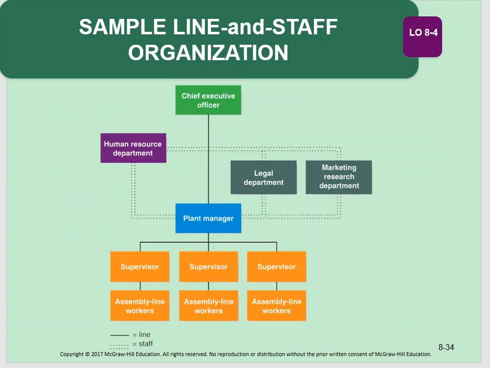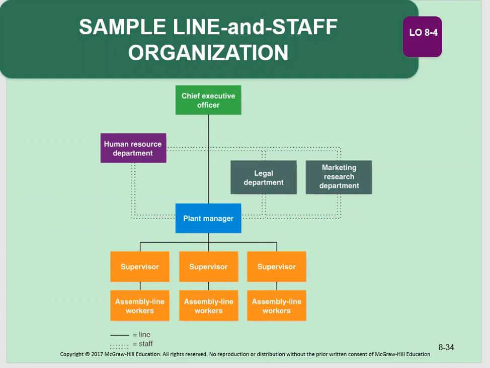As you can see from the slide here, near the bottom, where you see a solid line indicates a line organization. So looking at the slide, the assembly line workers in orange have a line directly reporting to their immediate supervisor. The supervisor reports directly to the plant manager, and the plant manager in a line organization reports directly to the chief executive officer. Notice, however, the dotted lines that are put in.